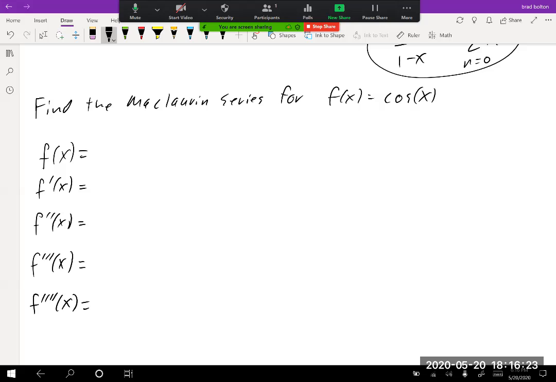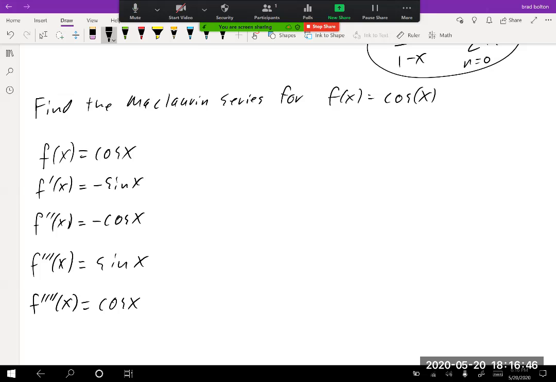So we have cosine of x. The derivative is negative sine x. The second derivative of the cosine of x would be negative cosine x, right? Because the derivative of sine is cosine. Then the derivative of this would be positive sine x. Then the derivative of this would be cosine x, okay?